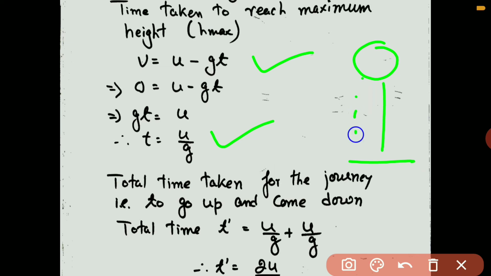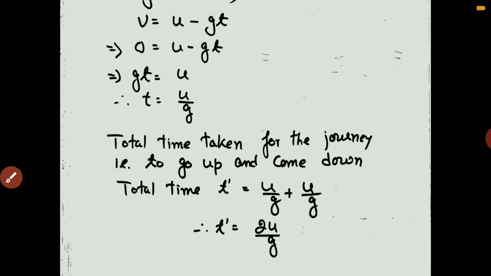But as you all know, the object will come back, right? So there will be time taken to go up and there will be time taken to come down as well. So what will be the total time? So the total time taken for the journey, that is to go up and then to come down, will be t dash equals u upon g plus u upon g, because since the acceleration is the same in both cases, it's just the direction that is different. So the time taken to go up and to come down should be the same, because the acceleration is uniform. So total time t dash will be u upon g plus u upon g, which should be equal to 2u upon g. So this is the expression for total time taken.